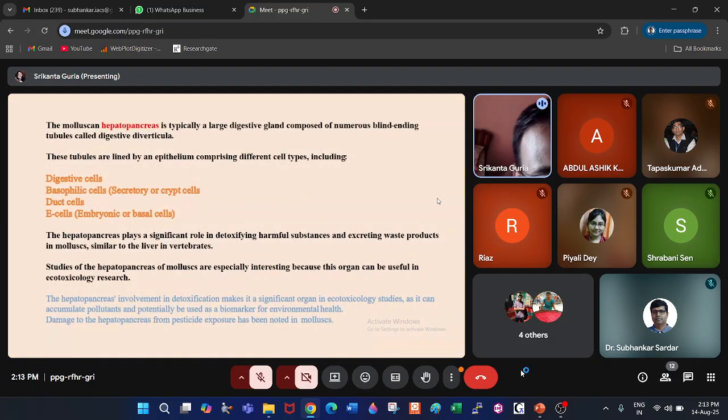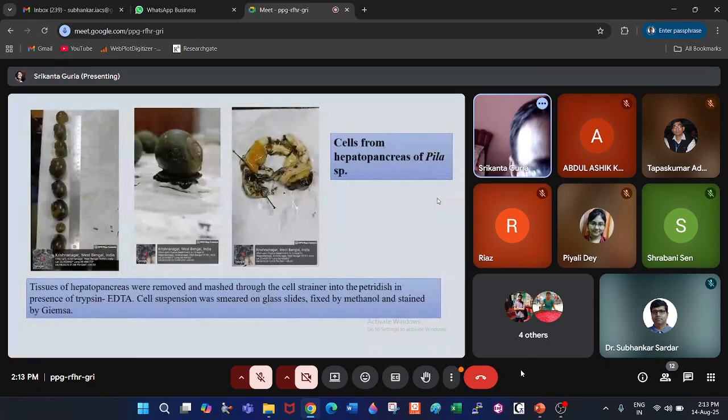So, study of the molluscan hepatopancreas. Why have we studied the hepatopancreas? Because the hepatopancreas is the detoxifying structure. It is very similar to the liver of humans. Mammalian liver equals molluscan hepatopancreas. The hepatopancreas contains different types of cells like digestive cells, basophilic cells, duct cells, embryonic stem cells, etc.